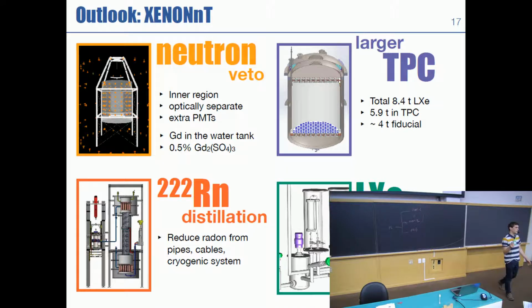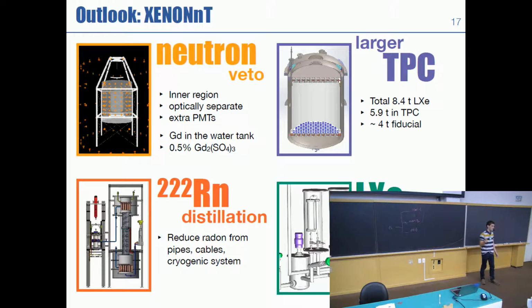So at the moment, all of our purification, removing electronegative impurities, happens in the gas phase. And this is very slow, having to evaporate all the xenon and then condense it again, and only being able to purify in the gas phase. So for XENONnT, we're going to start purifying in the liquid phase in cryogenic. And this will allow us to massively improve the rate we flow through the purification system compared to the current system. Another is radon distillation.